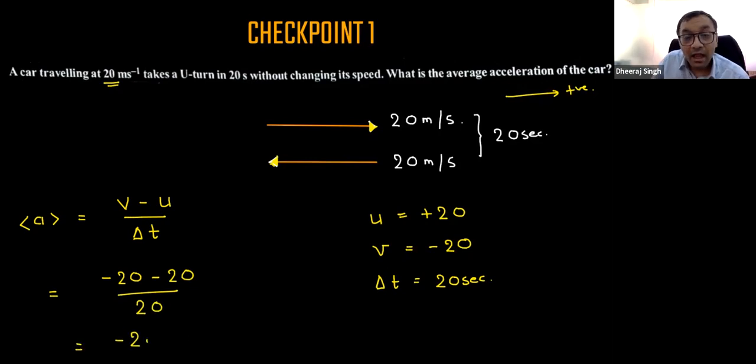Some of us are getting plus 2 meter per second square. That is perfectly fine. You have probably taken the other direction. If you take that direction positive, you will get positive acceleration. If you've taken that direction positive, you'll get a negative acceleration. That is fine. Not a problem. Is it clear to those who got a different answer? Some of you said zero. Is it clear? All right.